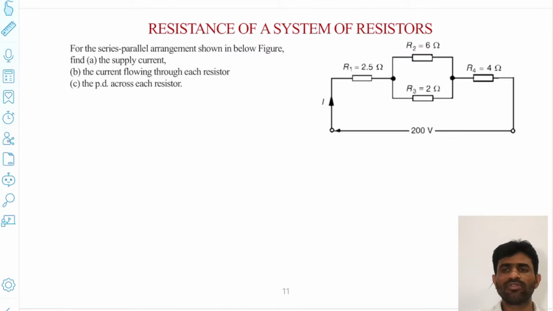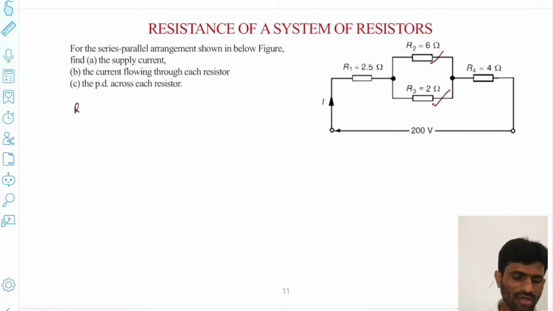To find out total current, you have to find out total resistance first. Can you find out total resistance here? Do you know how to find total resistance? See how these two are connected. First you have to find the effective resistance of these two, 6 ohms and 2 ohms. R2 and R3 are connected in parallel. So the effective resistance of R2 and R3 we have to find first.